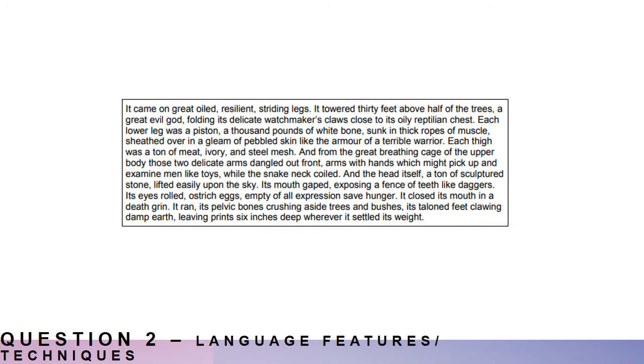We might then also look at language features and techniques that have been utilised. So for example, I might pick out this little short phrase, great evil God, which is quite an oxymoronic phrase, great versus evil. So we've got a bit of contrast there, perhaps creating an impression of the dinosaur being quite unpredictable. This again links to what we were saying about words and phrases, that it makes the dinosaur quite frightening. So again, thinking about what the technique suggests and the effect on the reader.